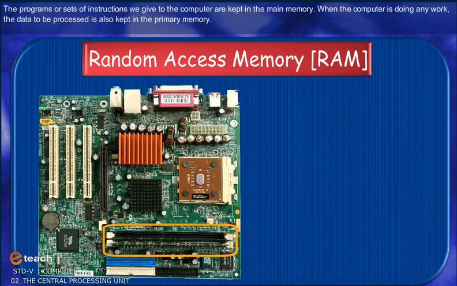The programs or sets of instructions we give to the computer are kept in the main memory. When the computer is doing any work, the data to be processed is also kept in the primary memory.